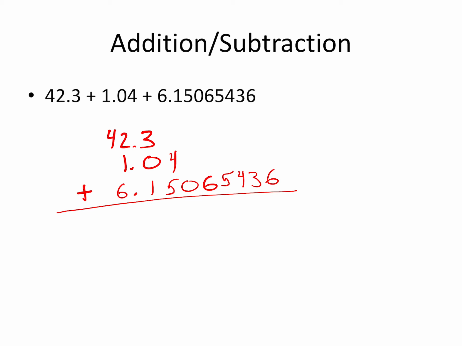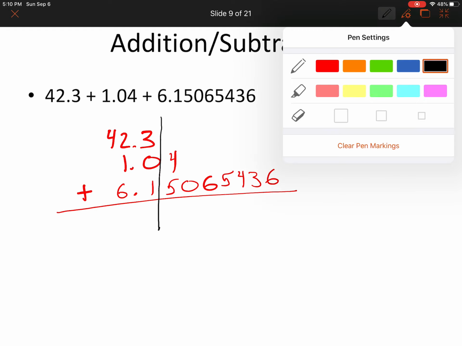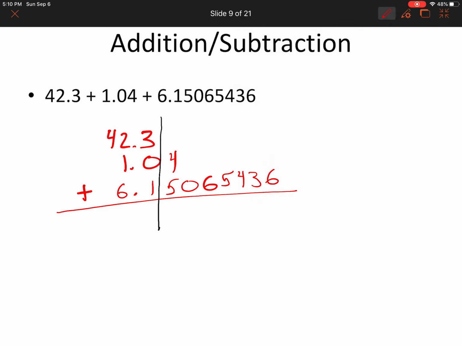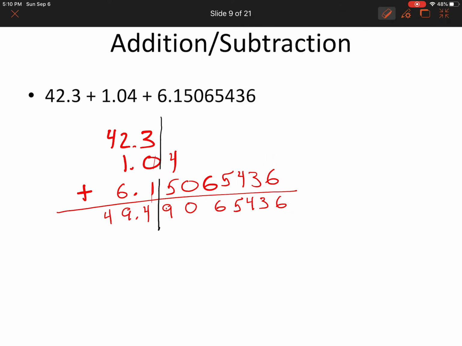So, my cutoff, let's see if I can change color for a second. My cutoff is here. And so when I work this out, I get 49.490654336. Okay, so my answer, so the line was drawn here because, oh, that didn't work the way I thought. So let's see.